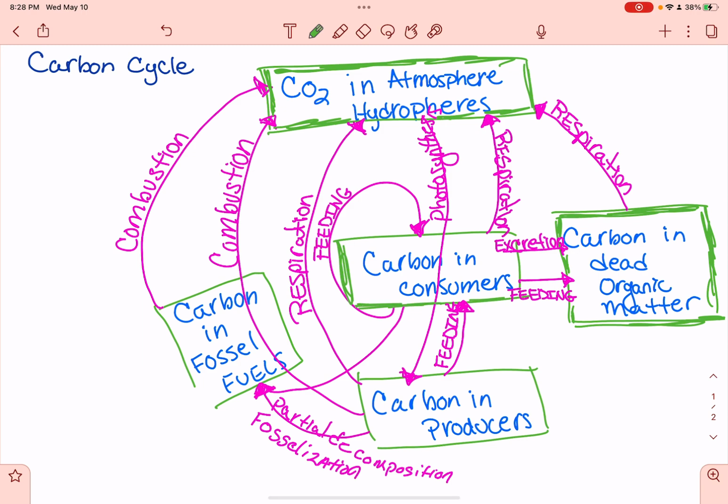The whole thing is called the carbon cycle. You will have to be able to draw this out. So right now, what I want you to do is take out a sheet of paper, pause this video, draw this cycle out, and upload it to Schoology for me. This is the carbon cycle, and I hope that was helpful.